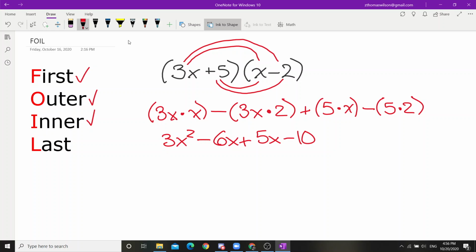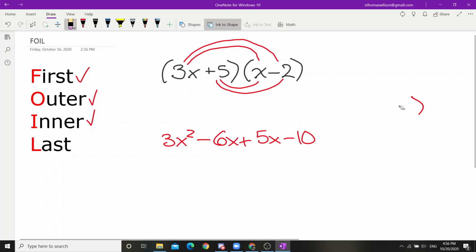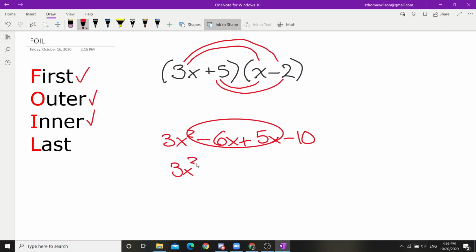Usually your teacher, if they have their own way of showing you how to do this, you probably won't see this step. You just see the end result of the multiplication. But if we simplify this, because we can simplify these two parts, you get 3x squared minus x minus 10. And so that's pretty much the basics on how you do it, and I hope you guys enjoyed.